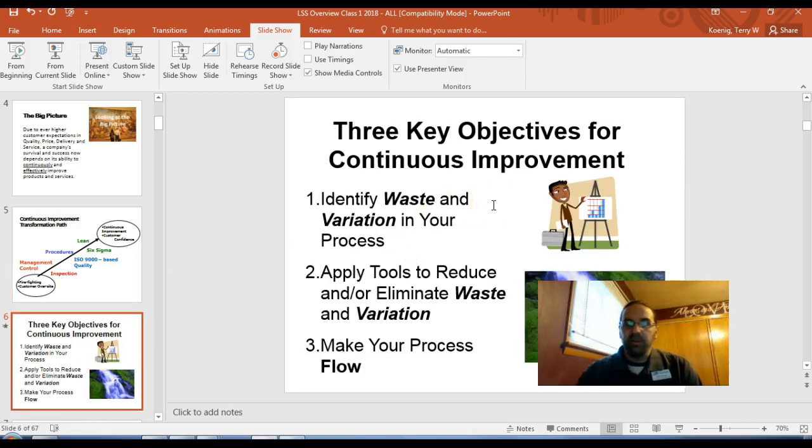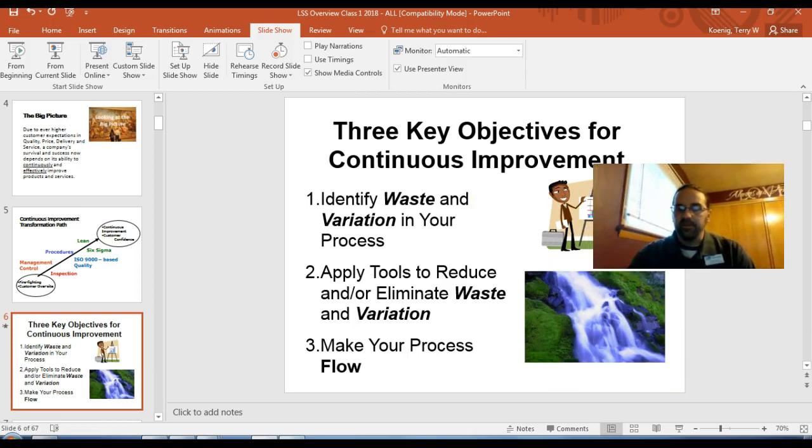So there's three, I can't put my face over the waterfall, that doesn't work. There's three key objectives for continuous improvement. That is identifying the waste and variation within your process, applying tools to reduce or eliminate that waste and variation, and then making your process flow, making it just flow through your facility, not in these large chunks, not with inventory laying everywhere, that it flows through.